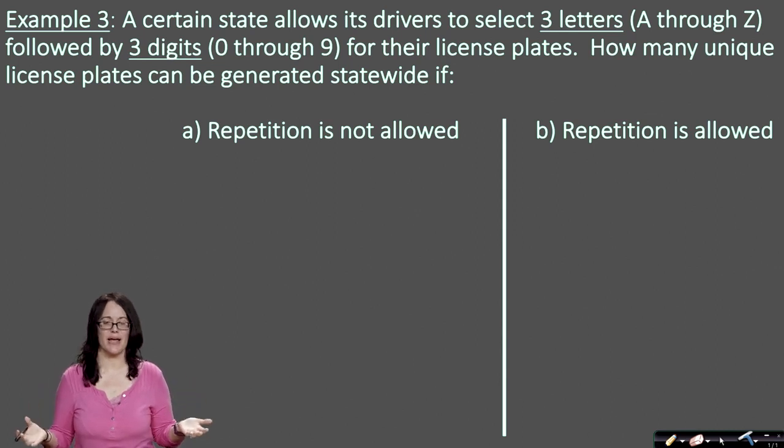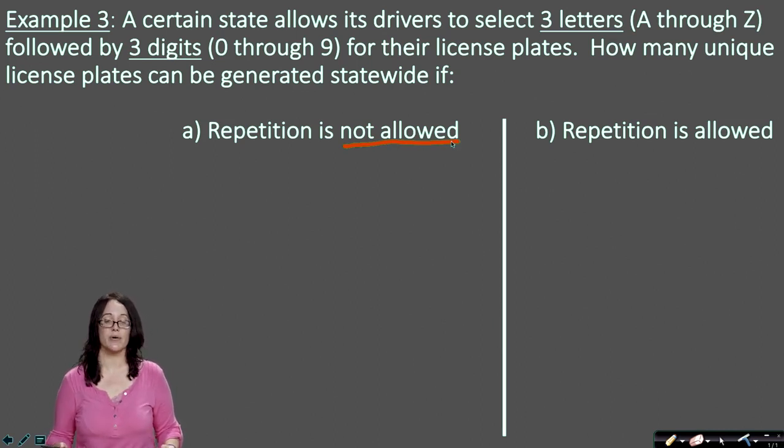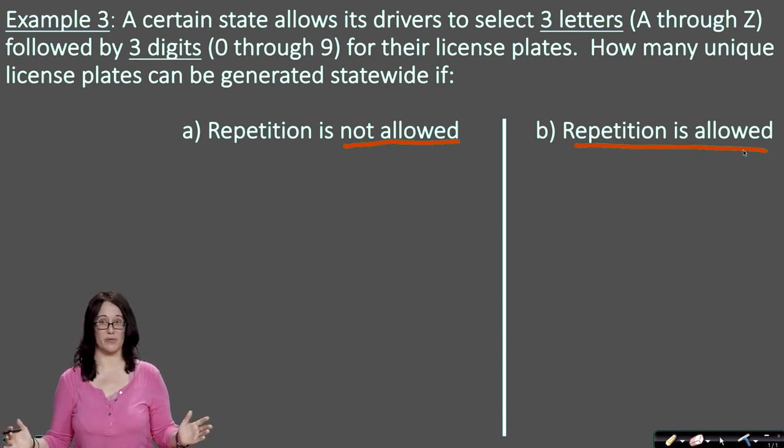Now you might be thinking, why would I have 2 different scenarios? Well, depending on whether or not you allow the driver to choose a license plate where the letters and numbers are repeated or not, right? If they're repeated, you have more options potentially. And if they're not repeated, you would have fewer options potentially. So we notice here, if repetition is not allowed, then what we're dealing with is either a permutation or a combination potentially. If repetition is allowed, we can't use a permutation or a combination.